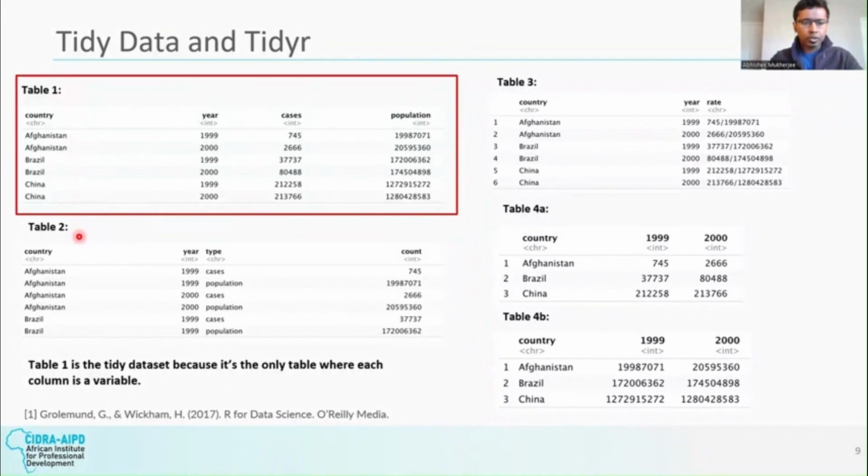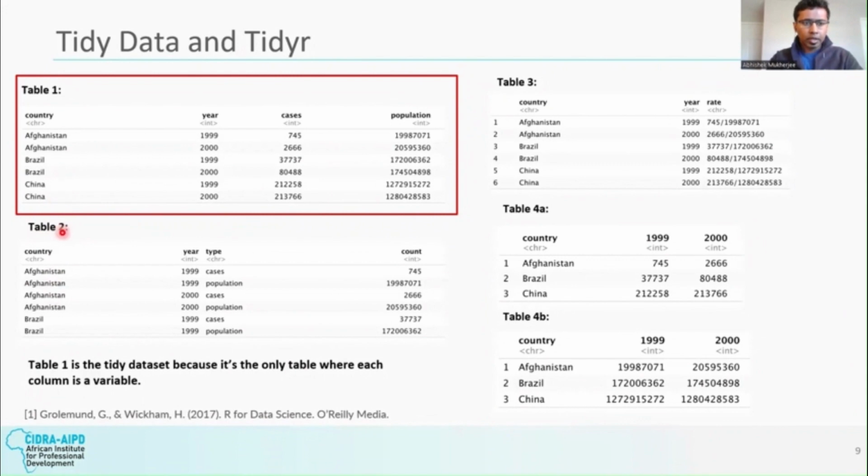So if you look at table 2 here, the variable or the column type has two separate variables within it, like cases and population, which wasn't the case in table 1. In table 1, each column has its own variable. So as a result of this, it's very easy to interpret table 1, whereas in table 2, it's a bit complicated to interpret. Also, the number of rows in table 2 would increase.